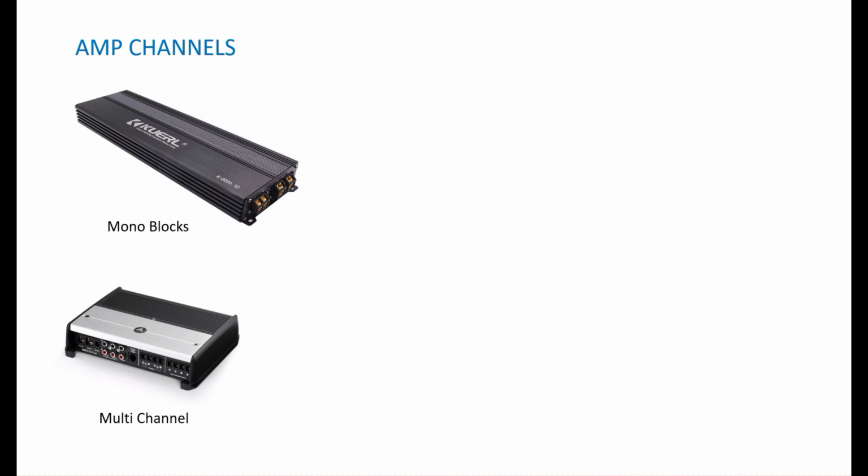For example, a single channel amplifier is often referred to as a monoblock. They're used for powering subwoofers. They sometimes have dual RCA outputs for bridging the output to a sub. But they're usually big, high wattage single channel amplifiers, specifically designed for power hungry speakers like subwoofers.